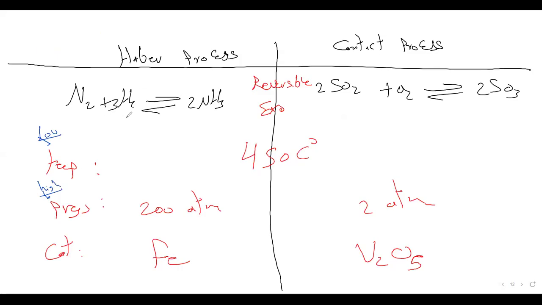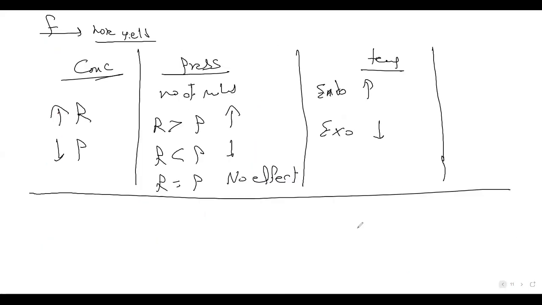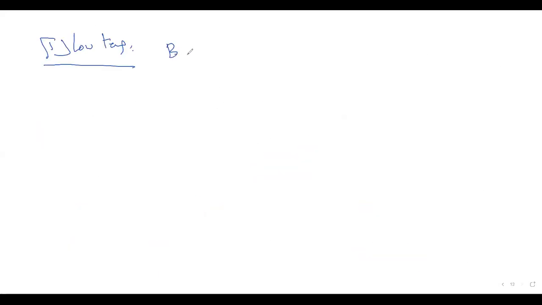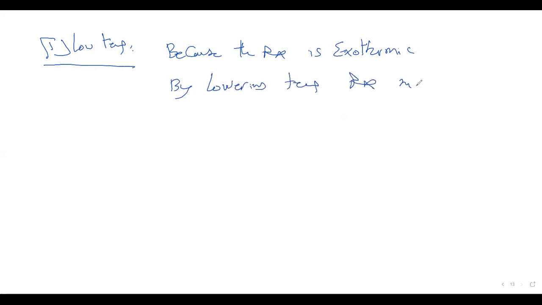Number one, why are we using low temperature? Because the reaction is exothermic, delta H is negative. So by lowering the temperature in an exothermic reaction, the reaction moves forward and more yield is produced.